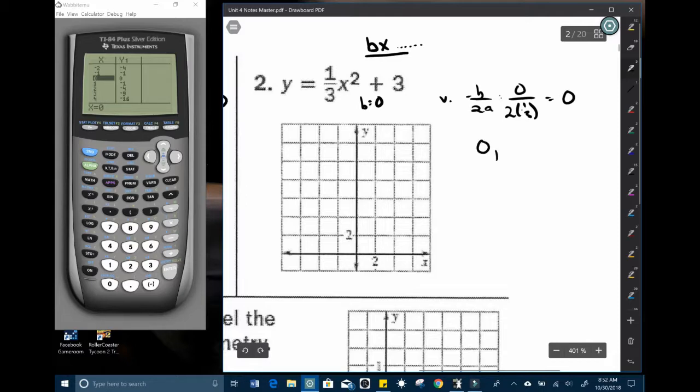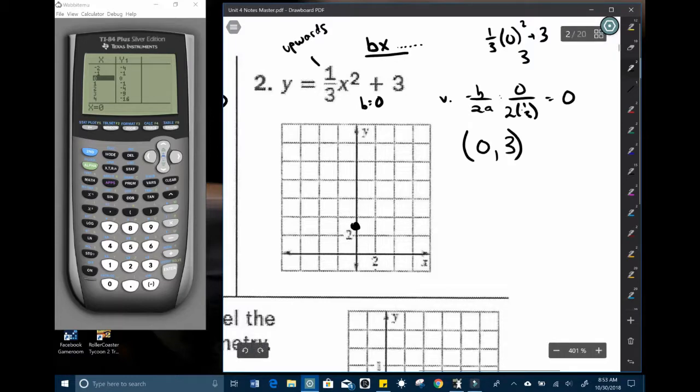To find the y-coordinate, substitute it back in. So we'd have 1/3 times 0 squared plus 3. 1/3 times 0 is 0. So we just have 3. Over 0, up 3. Now the graph's a little funky, so we'll plot it right about there. Note to self, this should be opening upwards. Why? Because a is positive.